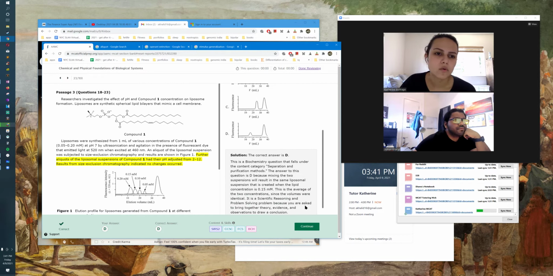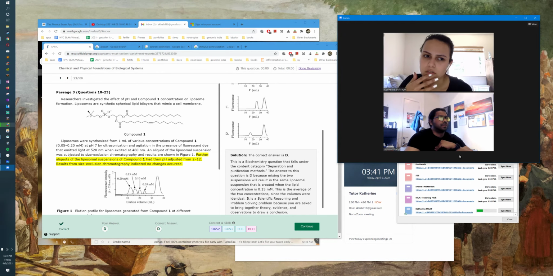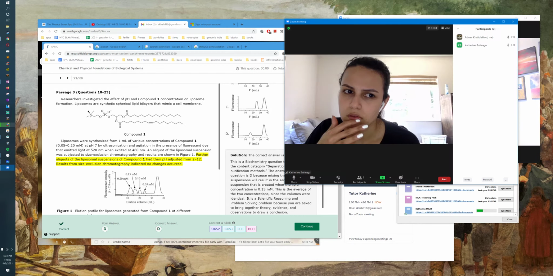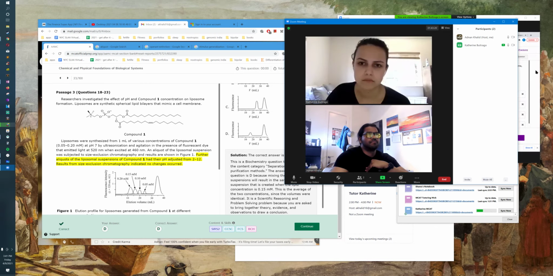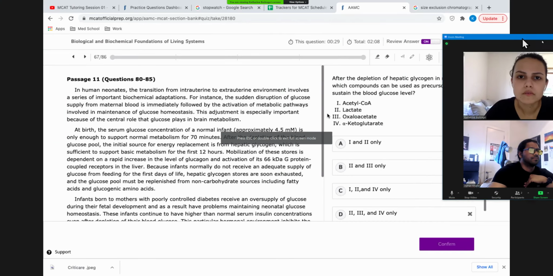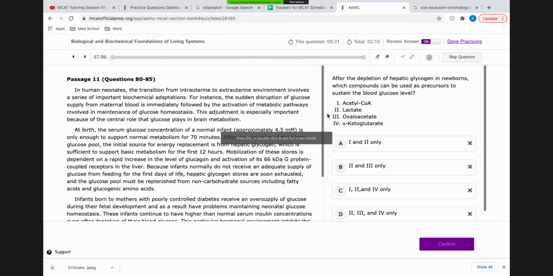Okay, so it's passage 11, question... You want to share your screen? What's that? You want to share your screen? Oh, okay, sure. Give me a second. Where do I have Zoom? Okay. Oh yeah, and we could go over this section bank too if you want.